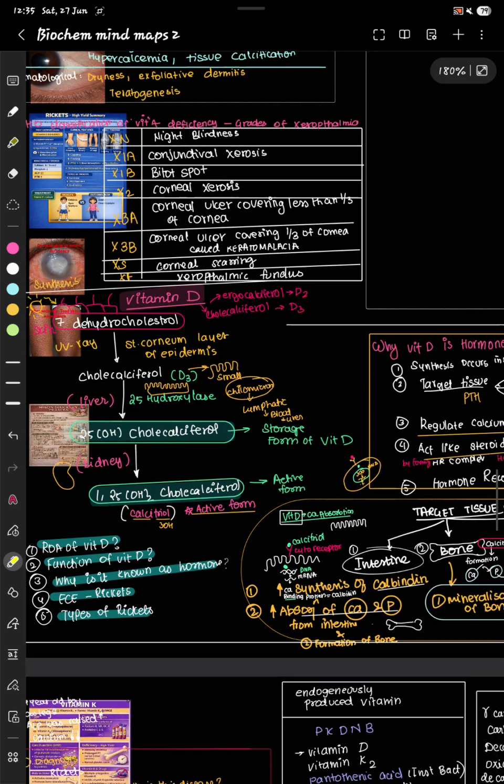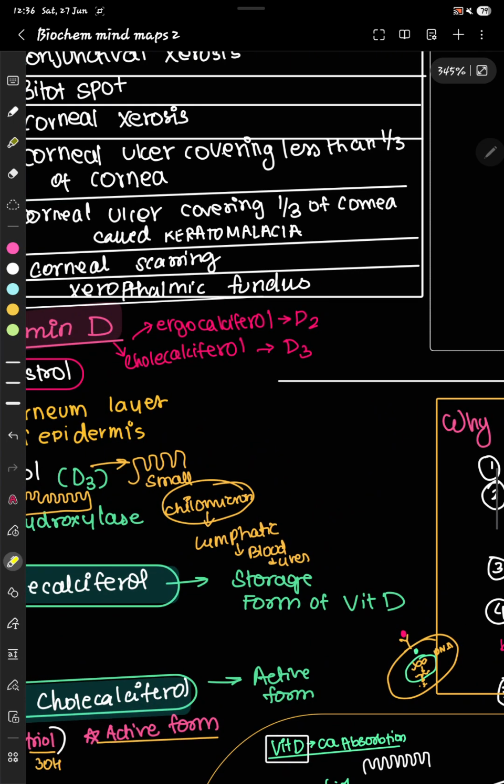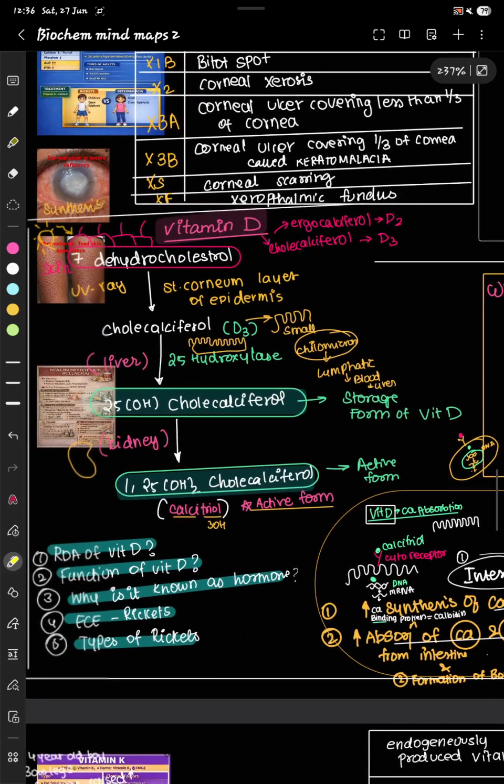Now let us talk about vitamin D, its synthesis. We have said that it has two forms, vitamin D2 and vitamin D3. Vitamin D2 is ergocalciferol, derived from plant sources, and cholecalciferol is present in the skin of the animal itself, right? So cholecalciferol. Now that this is done, let us move on to answering the question, the RDA of vitamin D.